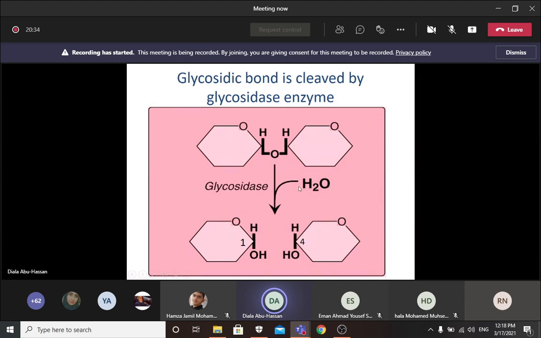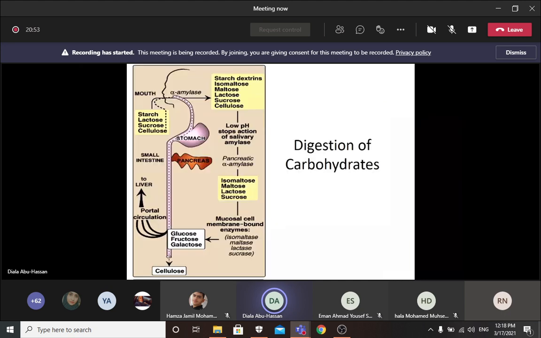this linkage, and different types of glycosidases. So for lactose we need lactase. For maltose we need maltase. For saccharose, saccharase, etc. Different types of glycosidases. Let's now talk about the digestion of these carbohydrates.